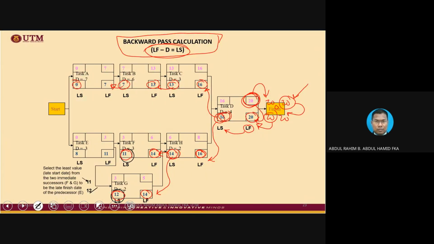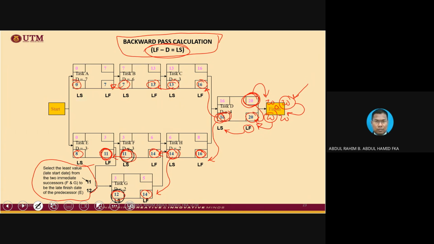Okay, within the box. But then when we go into E, this 11, where does this 11 come from? From the previous activity. Remember, E has a connection with F and G as well. When we go back using the backward pass line, we are going to choose the smaller. Read this note. So that's why 11 will be here, and 11 minus 3 equals 8.